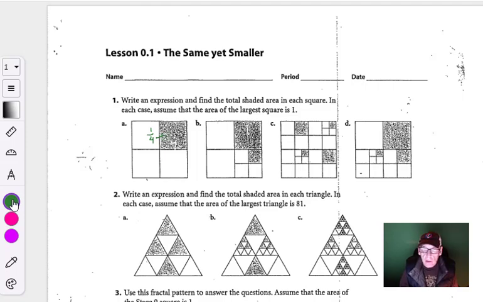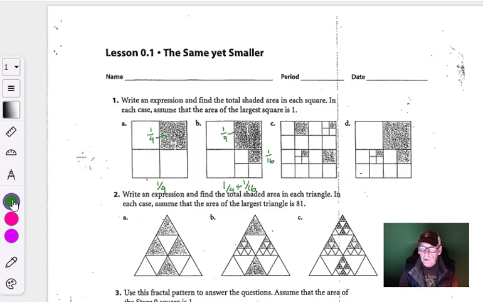As we go to b, we have our original shaded area of 1/4, plus we have another shaded area which is 1/4 of 1/4, which gives us a 16th. So we have 1/4 plus 1/16, and over here we have 1/4.